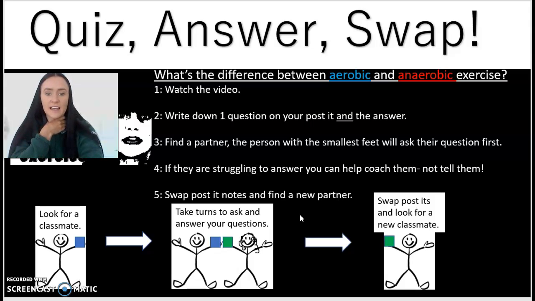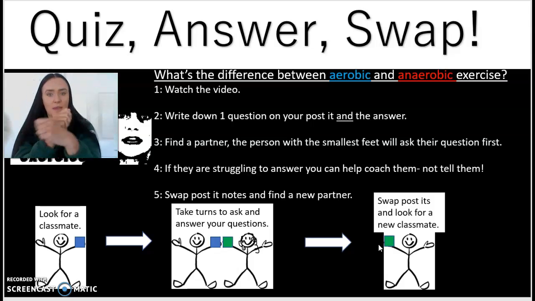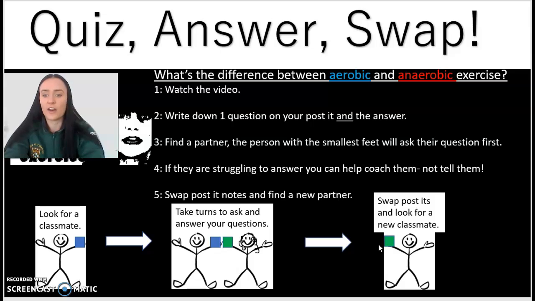Absolutely fantastic. Then once they've taken it in turns and they've both answered the question, they're going to swap post-it notes. So they then get the experience of somebody else's question, and now all of a sudden they're maybe an expert on a slightly new topic. And then we repeat the process. So maybe do that for 5-10 minutes or so, depending on how quickly they go through.